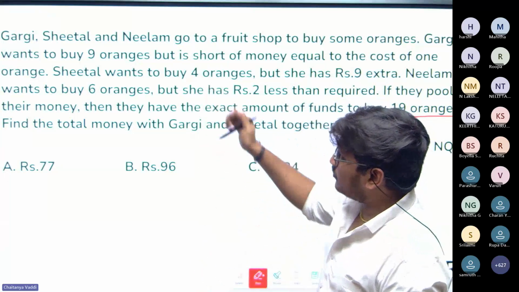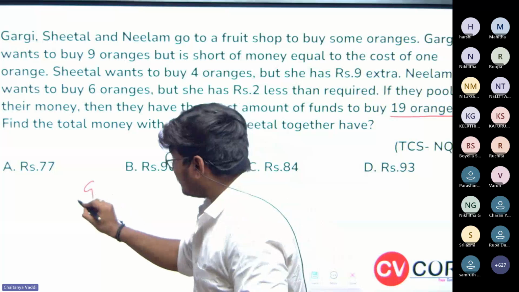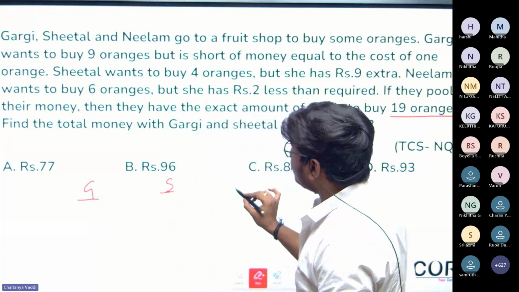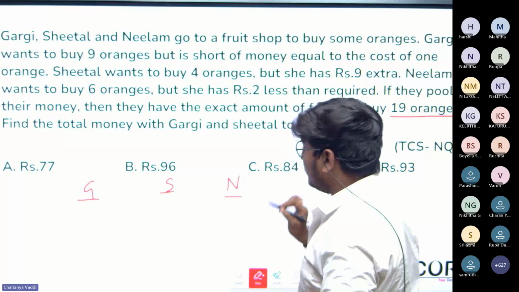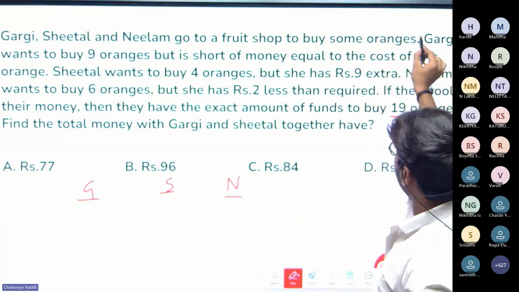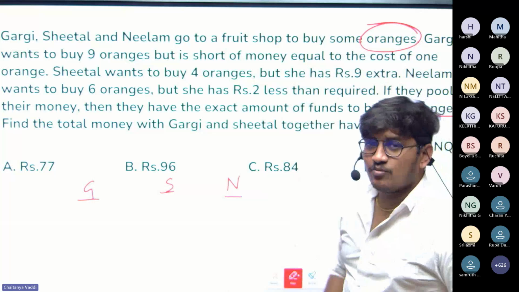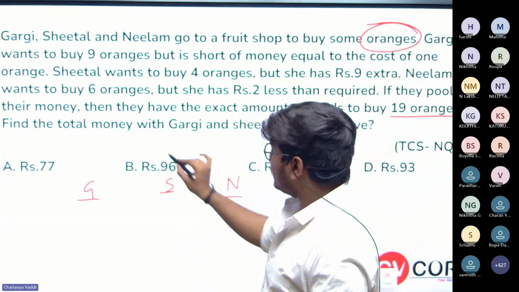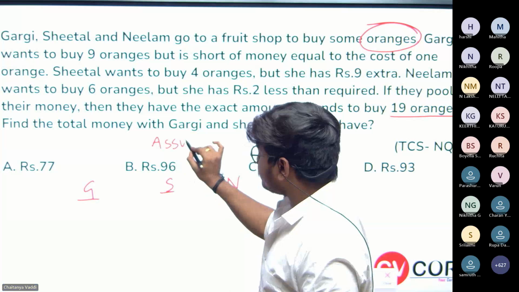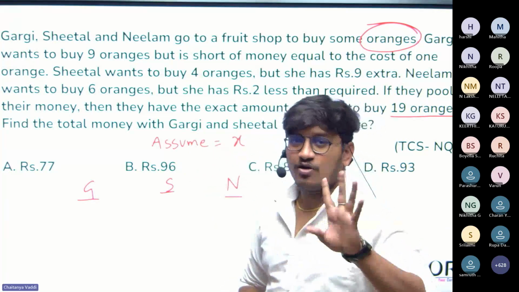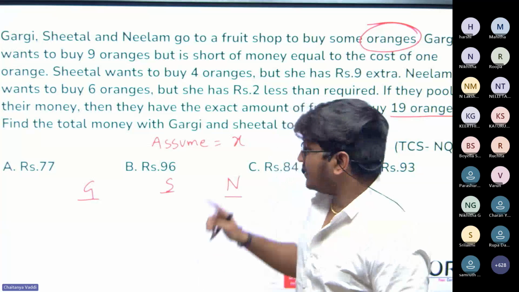So there are three persons. I'm just considering the first letter of each name: Gargi, Sheetal, and Neelam. They went to a fruit shop to buy some oranges. Did they mention anything about the cost of each orange? No. So I'm assuming each orange costs X rupees.